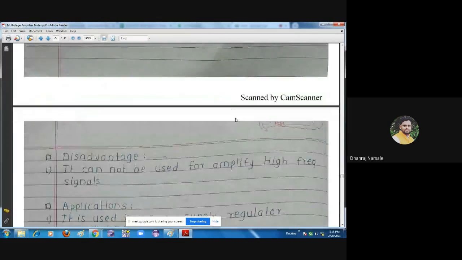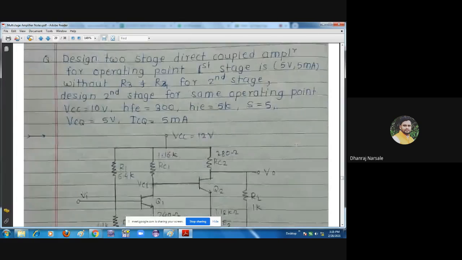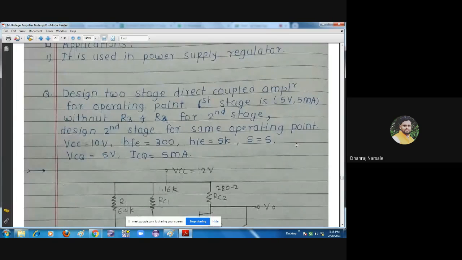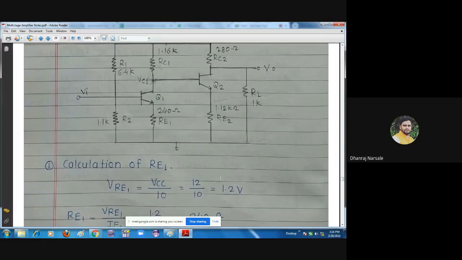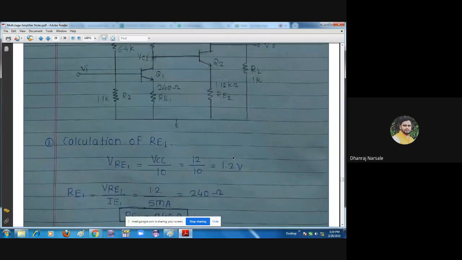In step number 1 and 2, I calculated upon. In step number 1, we have calculated the calculation of RE1. Okay, so step number 1 of direct coupled amplifier and RC coupled amplifier is same.